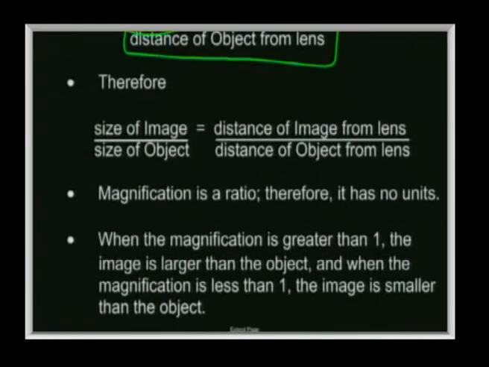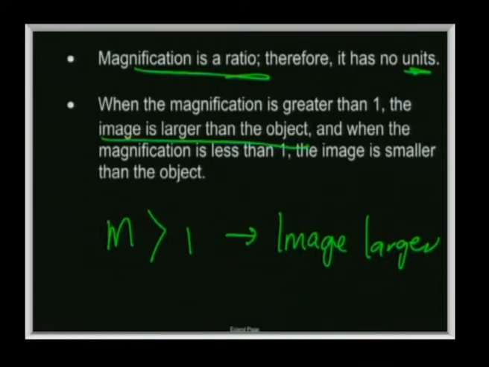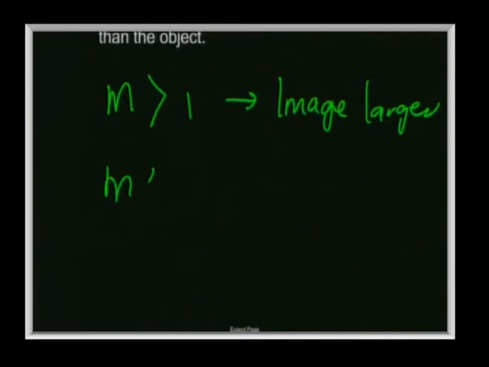If we look over here, as I said, magnification is a ratio and therefore has no unit. It is important to remember the following. If your magnification is greater than 1, then it means that your image was enlarged. So your image would be larger than the object. If your magnification works out to be smaller than 1, then that means that your image is going to be smaller, or your image is reduced.